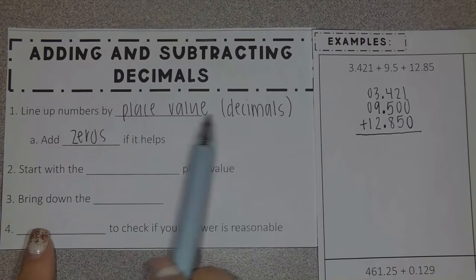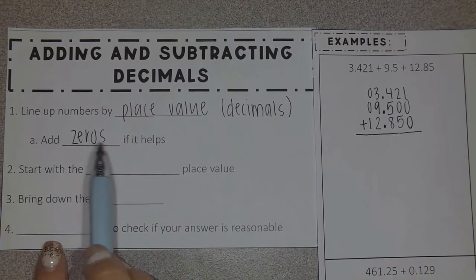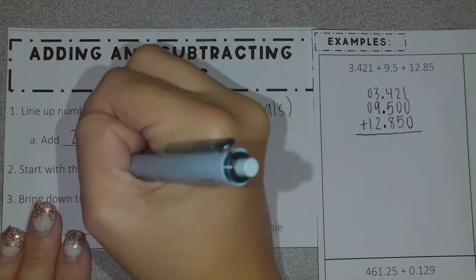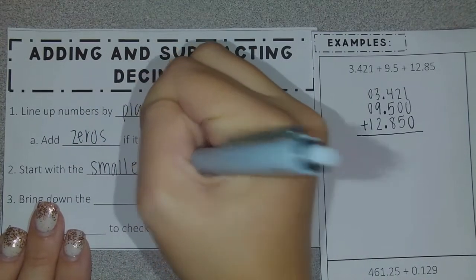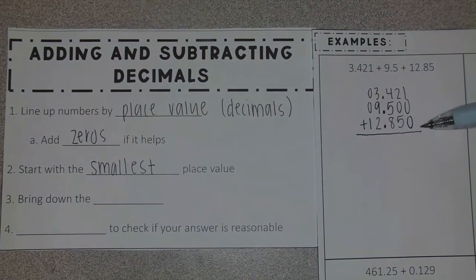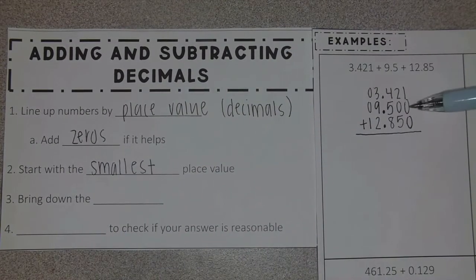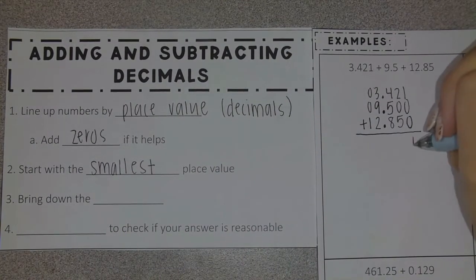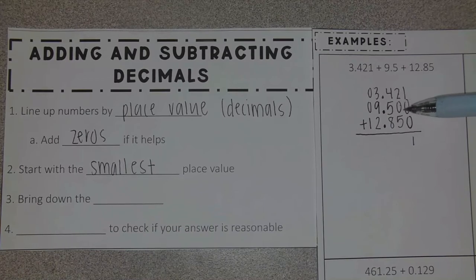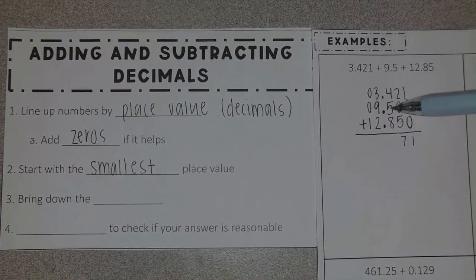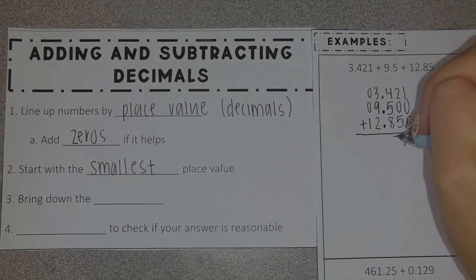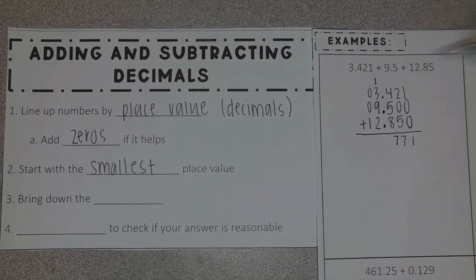Okay, so once I have them all lined up by place value, once I've added zeros, then I am going to start with the smallest place value. So that means start as far as you can to the right. So since I'm adding, I need to add 1 plus 0 plus 0, which gives me 1. I need to add 2 plus 0 plus 5, which would give me 7. 4 plus 5, which gives me 9, plus 8, which gives me 17. So I'm going to write the 0, carry the 1.